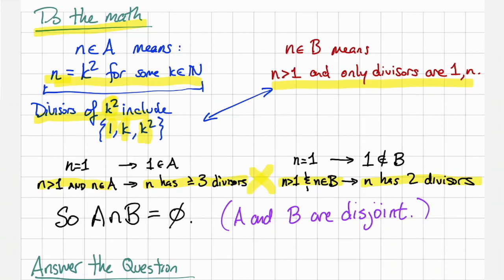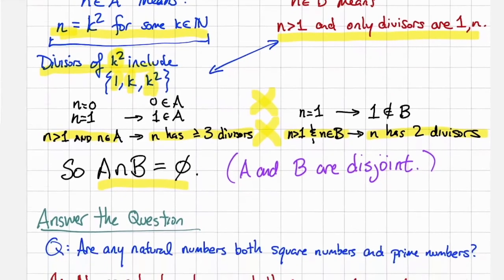Let's check out numbers less than 2. When n is equal to 0 and n is equal to 1, 0 is in A and 1 is in A, but neither 0 nor 1 is a prime number. And so the intersection of these two sets is the empty set. Or in other words, A and B are disjoint. So now we've done the math, and we know that there are no elements in both of those two sets.